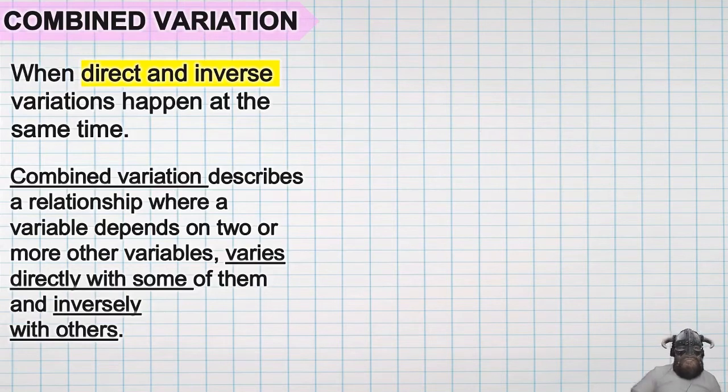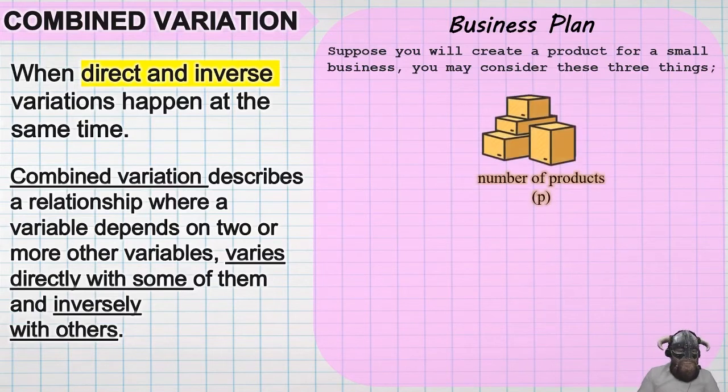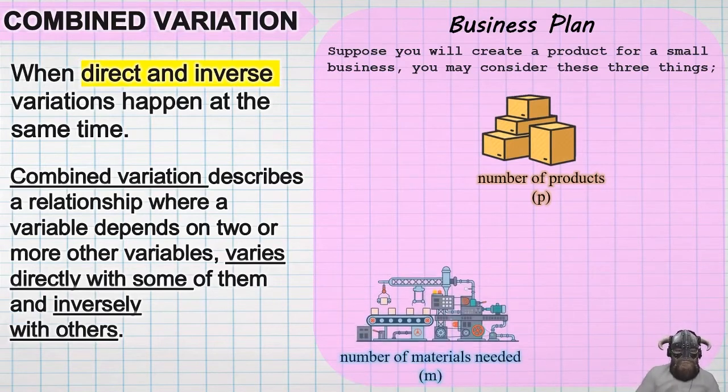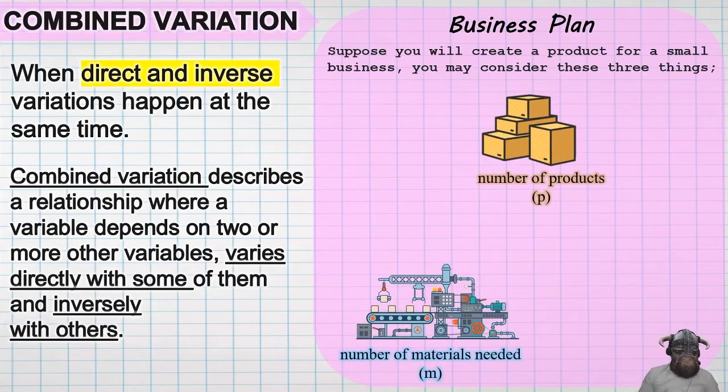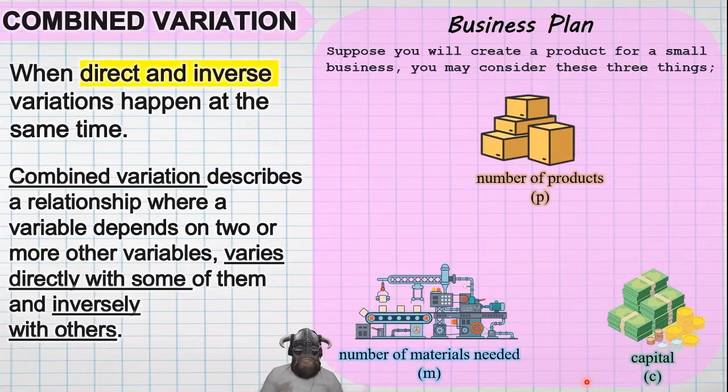Para mas madali natin maintindihan, let's try to have some situation having this combined variation. For example, we have a business plan. Suppose you will create a product for a small business. You may consider these three things. Ano-ano ba yun? First, syempre, ilan yung products na gagawin mo. And coming from that, you also have to take note of the number of materials needed to create those products. And paano ba natin makikreate yung product na yon kung walang capital? Siyempre, kailangan natin ng capital.